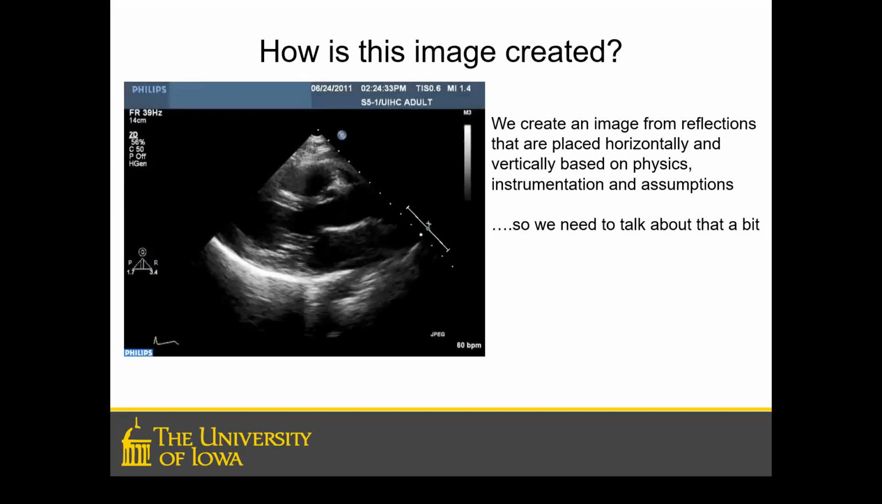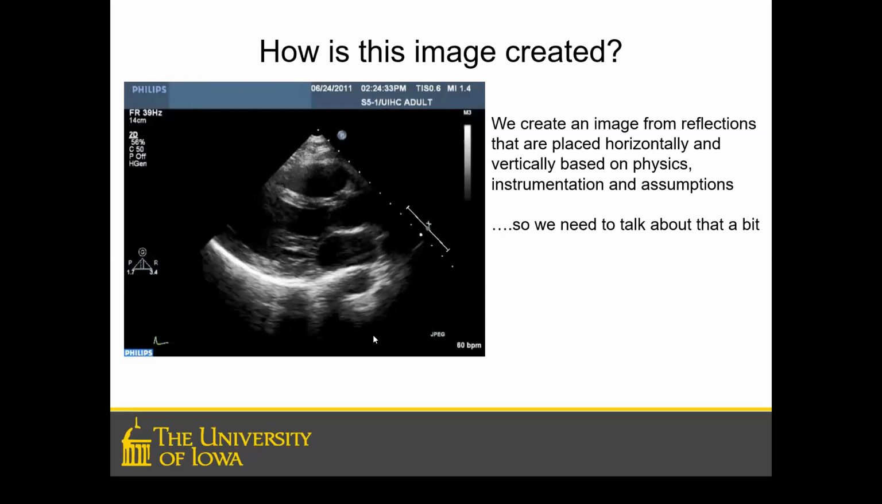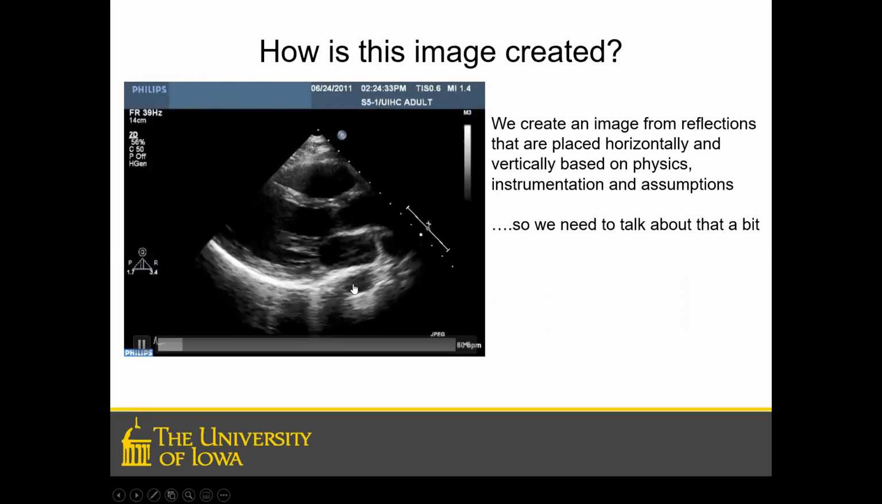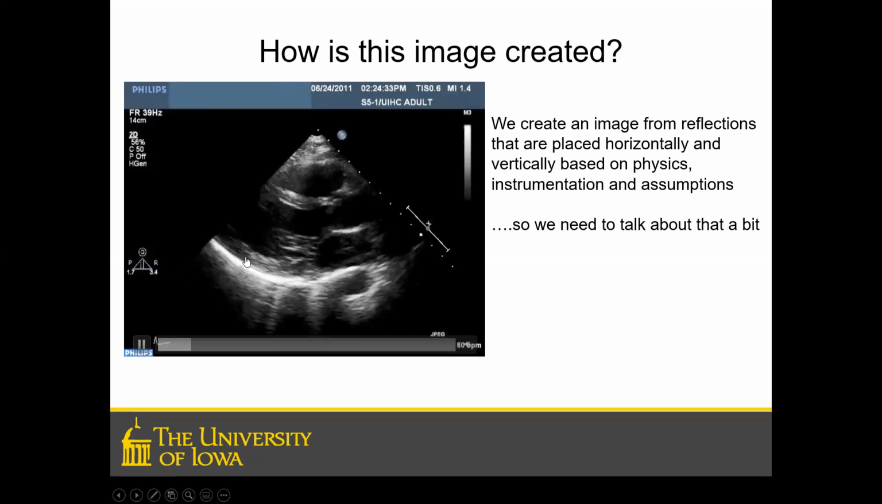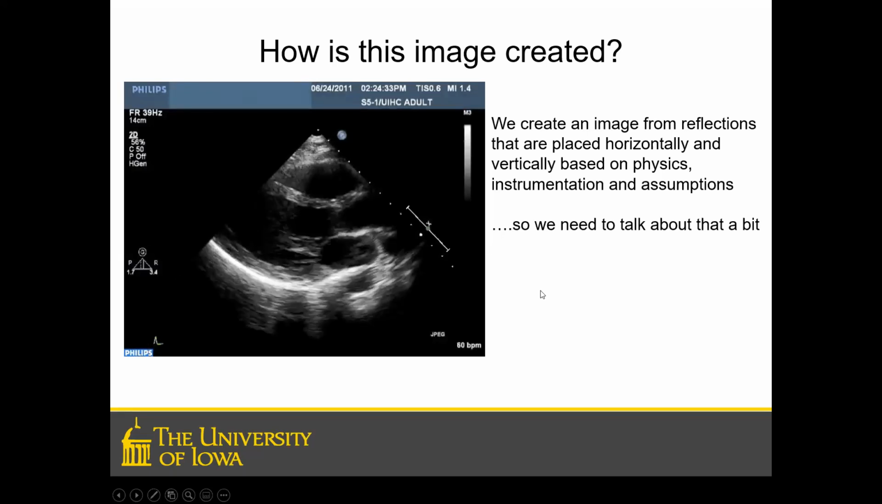And you look at them on a daily basis, but if you think about this, what we have are reflections that have come back from the anatomy. And those reflections are placed in a specific location horizontally and vertically, and then they are of a particular strength or amplitude. And the instrument uses those three pieces of information to create this image.